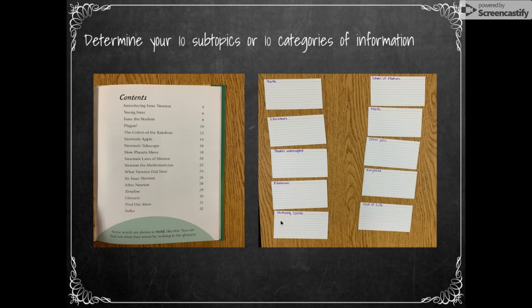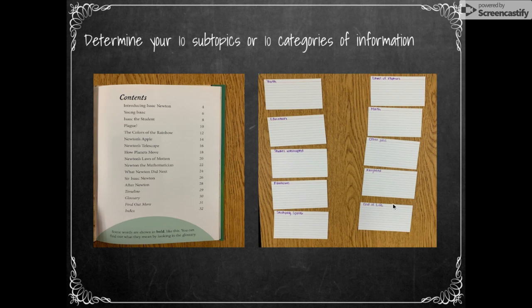I didn't do Newton's apple at all. Newton's telescope, I put studying space. Laws of motion comes from Newton's laws of motion. Obviously, math instead of Newton the mathematician. Other jobs instead of what Newton did next, because it listed a bunch of other jobs he had. Knighted goes with Sir Isaac Newton because it's talking about when he was knighted. And then end of life, I put instead of after Newton. And then that Sir Isaac Newton page also had a couple of things on that.